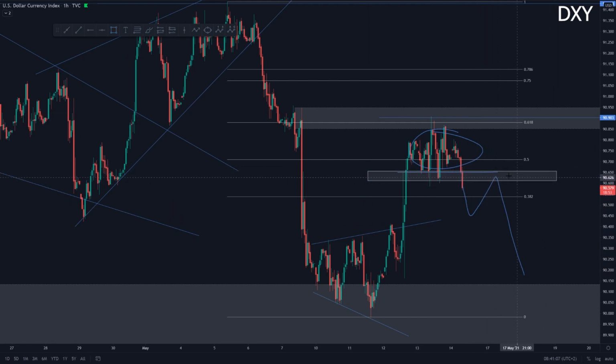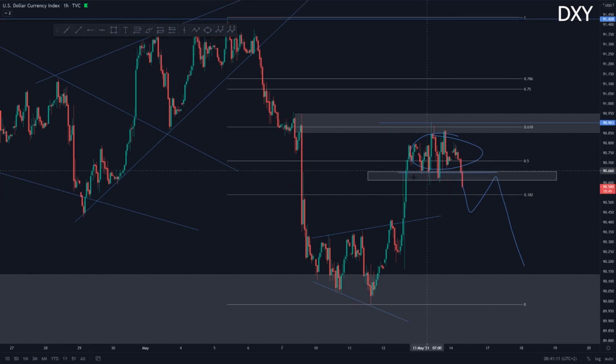So yeah, for now, if we do see a close outside of this consolidation area, I am going to be expecting more downside, and I might try and get in on the potential retest and lower high, which will come after this impulse is made. So that is the DXY, just expecting more downside if we do close out of consolidation. So let's head over to Aussie dollar.